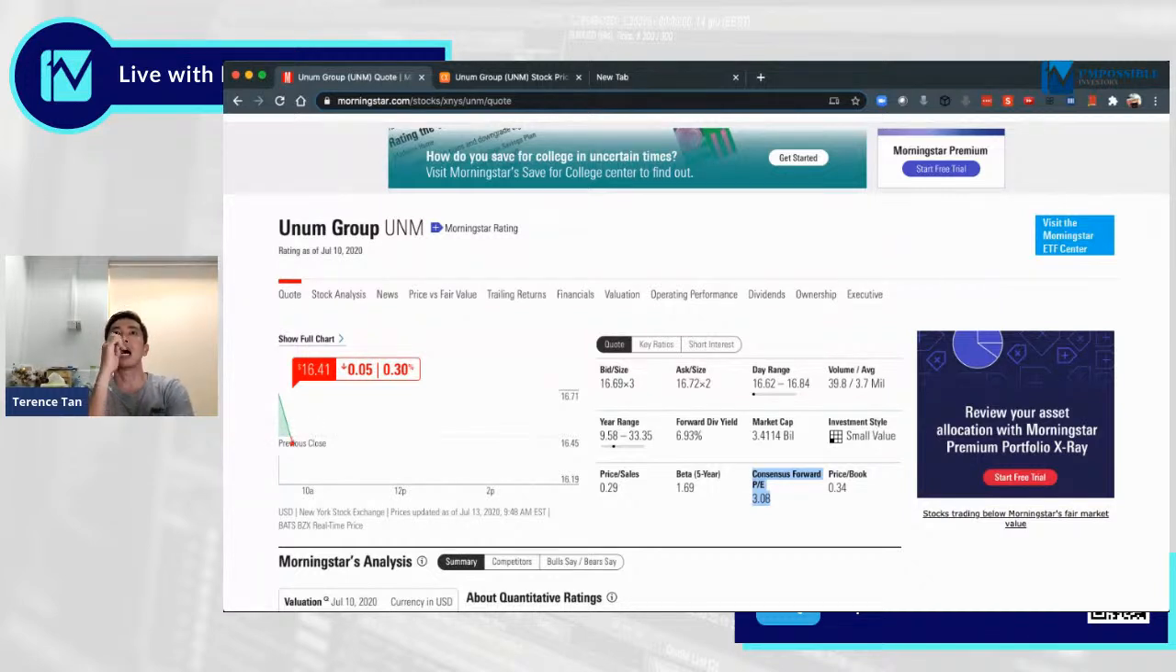Okay, yes. Basically what's happening over here is Unum is growing their earnings per share at an average of close to almost double digits each and every year.